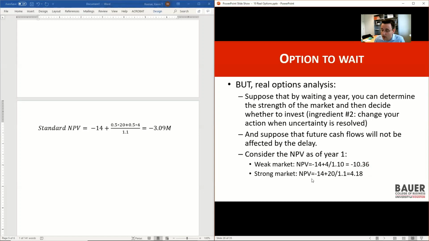However, if things are strong, you put in $14 and you get 20 back a year later. So that's an NPV of 4.18. Okay, so in this case, if you know that you're in the strong market, you want to invest. If you know that you're in the weak market, you're not going to invest, right? This is that second ingredient. You're going to do something different depending on if things look good or not, and that's going to affect our valuation. So let's put this together into a decision tree.